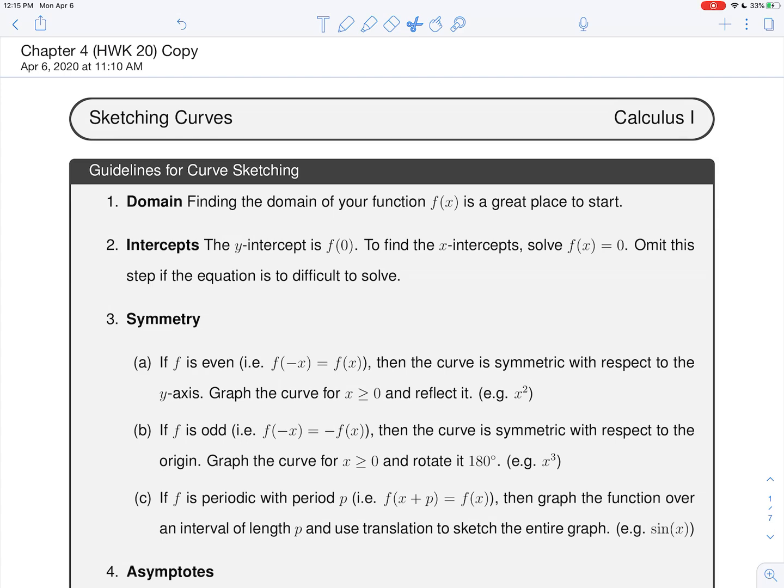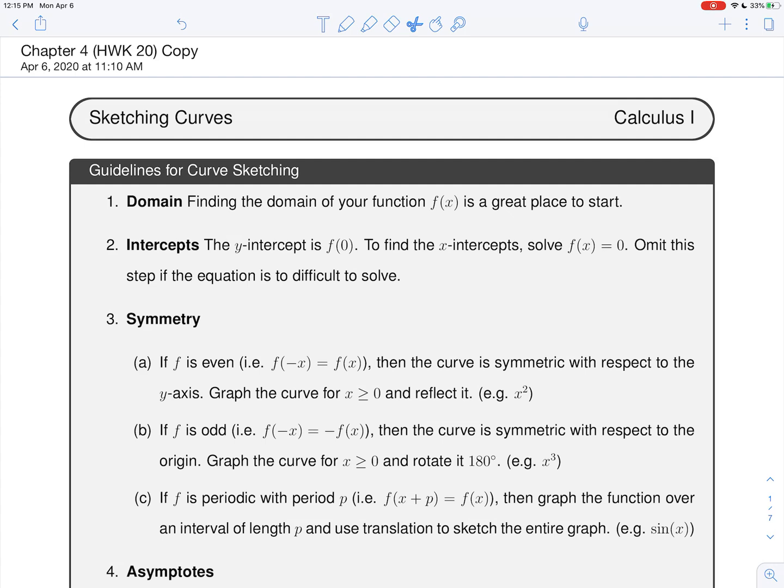I wanted to look at the next section of Chapter 4 with you. So we're going to be looking at the material over homework 20. This is actually section 4.4, should you care to look at the book. We're going to be talking about curve sketching, and this is really a summary of all that we talked about in the last section.